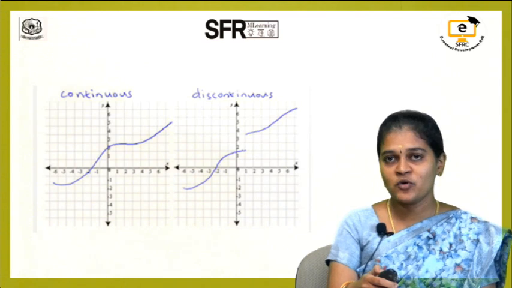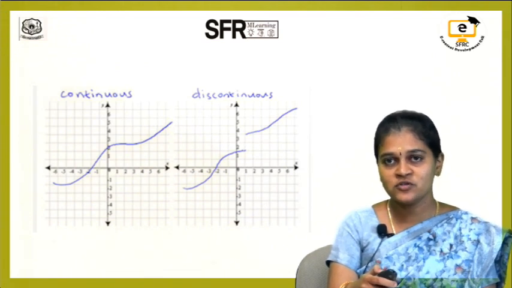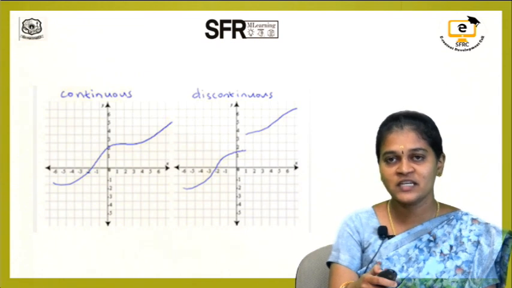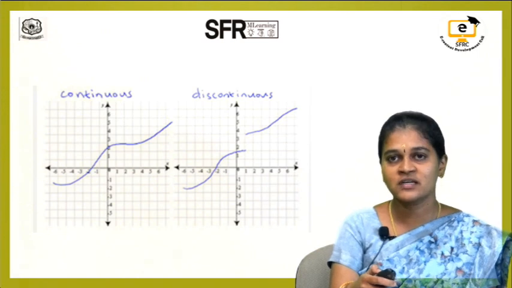So, from a layman's point of view, a continuous function is nothing but one whose graph we are able to draw on paper without lifting our pen. Right. So, in the first example, we can draw the graph using a pen without lifting. So, there is no break in the first function. So, it is a continuous function.